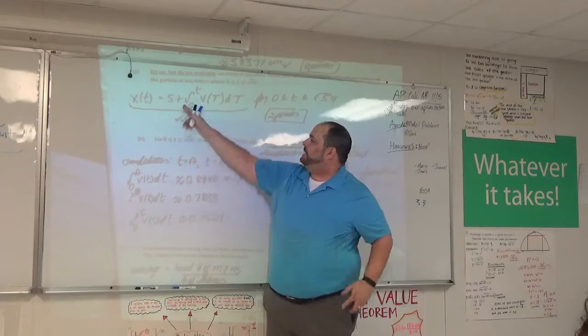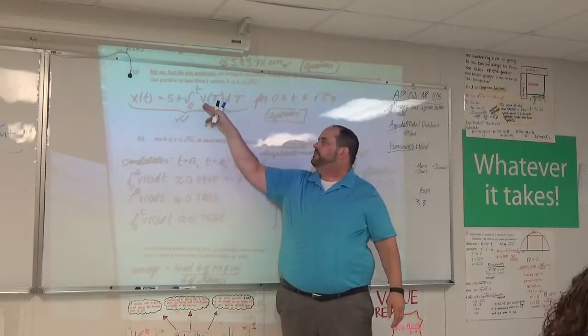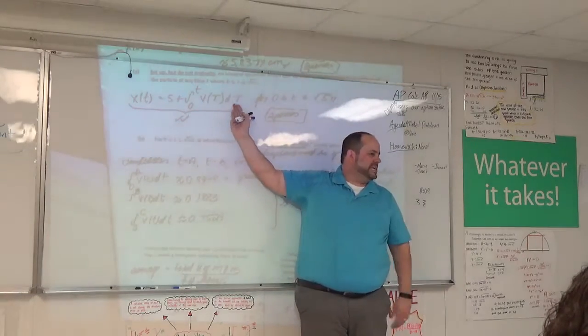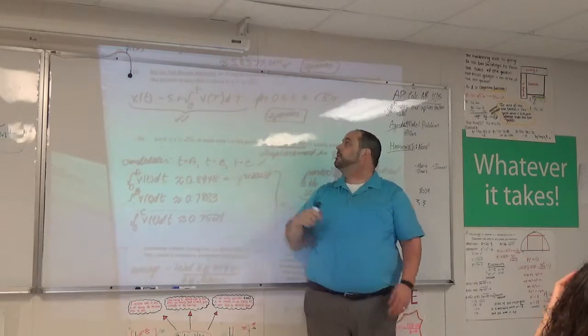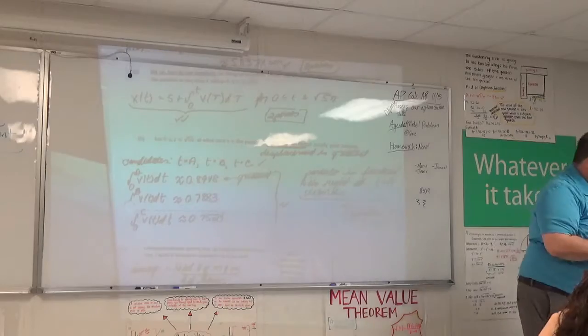All I needed here was my position at any time, which is my initial position, so 5, plus the integral from 0 to t of v of big T dt. I used big T because I didn't want to use the t variable again. So that would be for 2 points.